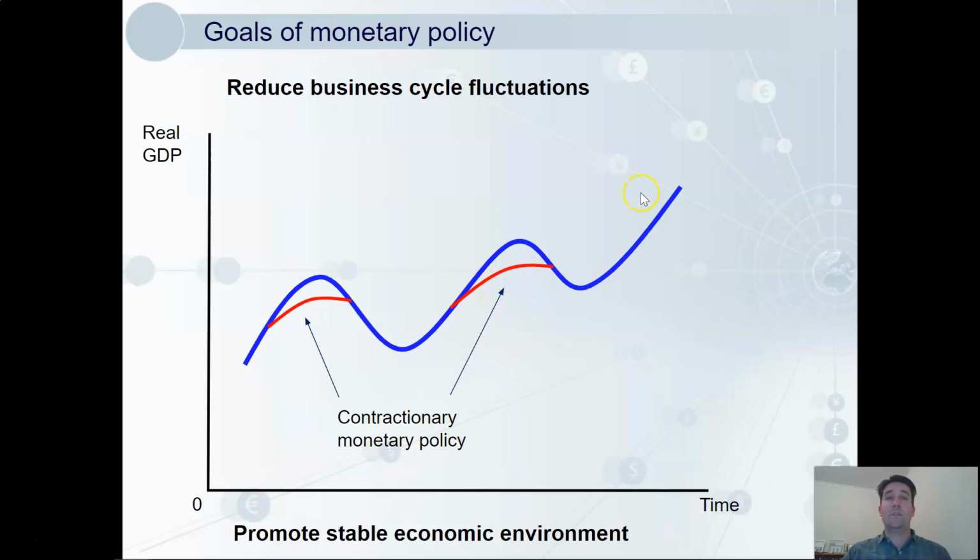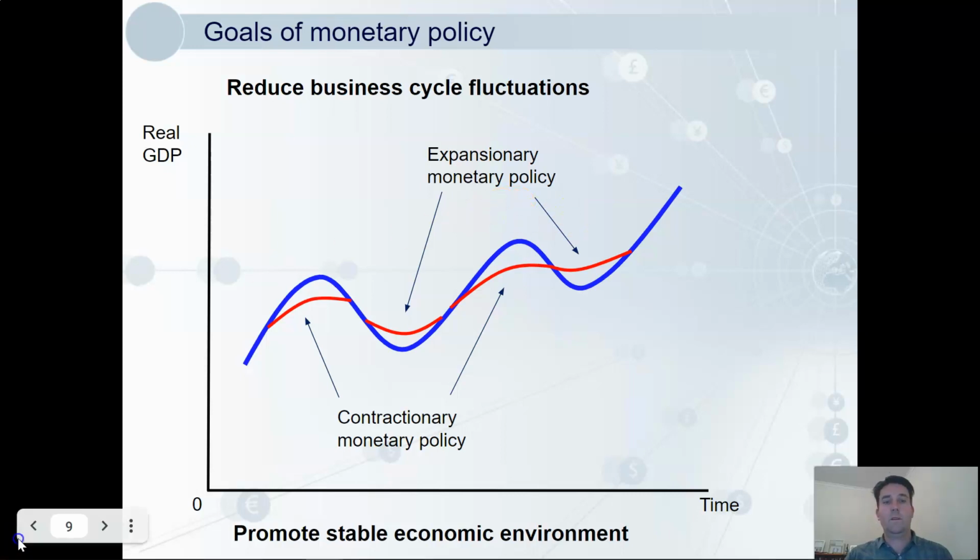Likewise, to avoid the damaging recessions that we have, they can also lower the interest rate. So we don't want those deep troughs. We want it to be nice and smooth. So the expansionary monetary policy will stimulate economic activity and fix that up. On the whole, what we're looking for is that smoother line of steadily increasing real GDP.